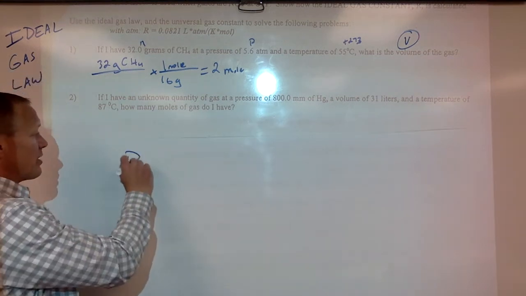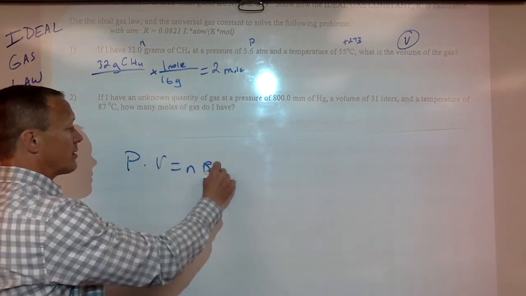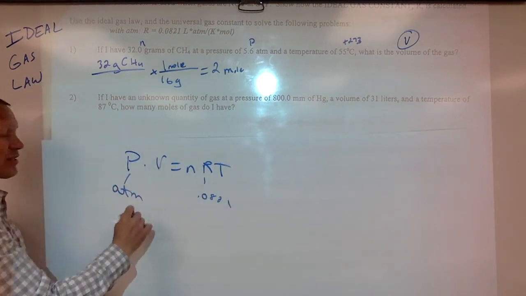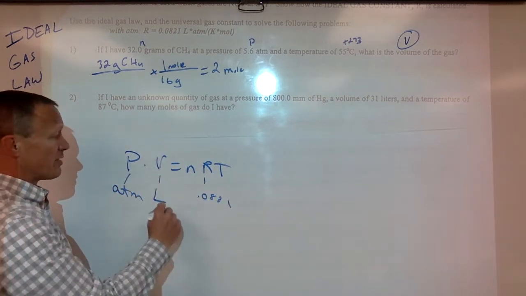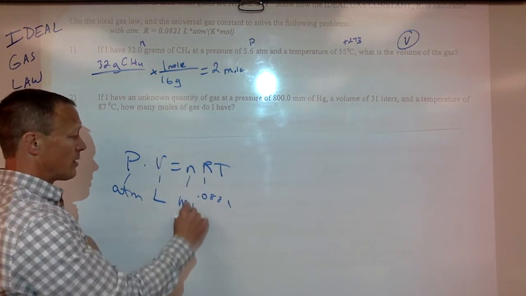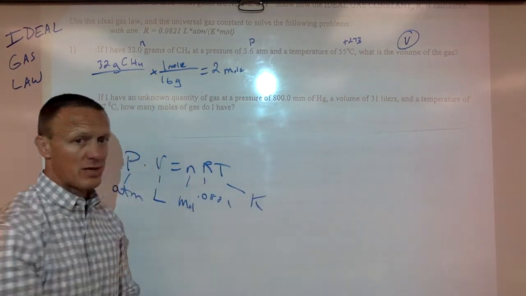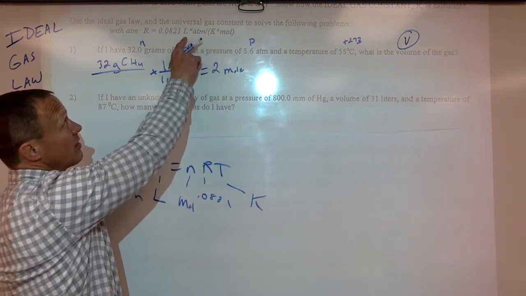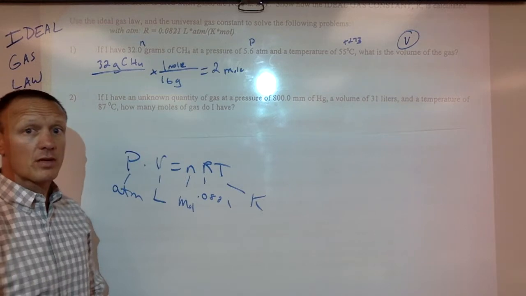So again, as we're doing this, R is always 0.0821. Pressure always has to be in atmospheres. Volume is in liters and n is moles. Temperature has to be in Kelvin. Okay, the reason those have to be in those units is because this value right here is in those units.